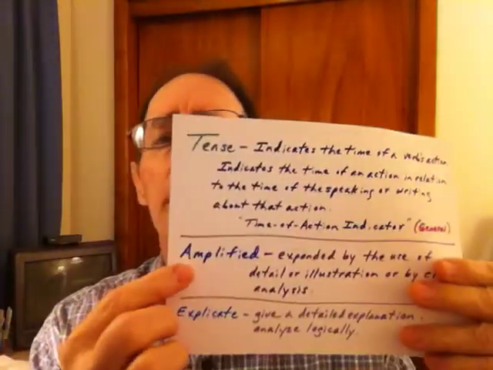When I say amplified, it's kind of like what I said with my amplified circle of fifths that I kind of invented in my other videos. When I say amplified, I mean expanded by the use of detail or illustration or by close analysis. So basically, we're just trying to take the regular tense stuff and push it and refine it and go as far as you can go with it.